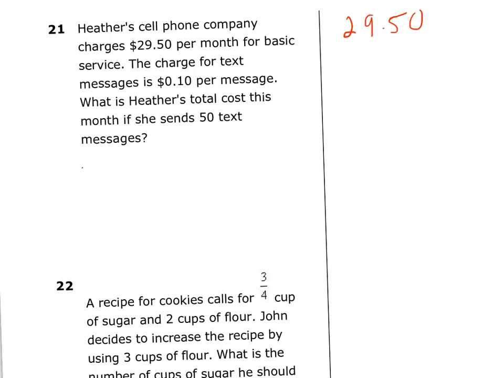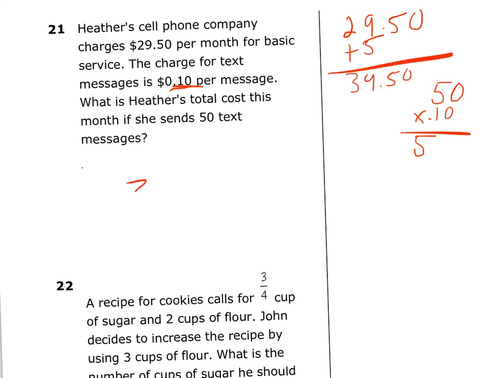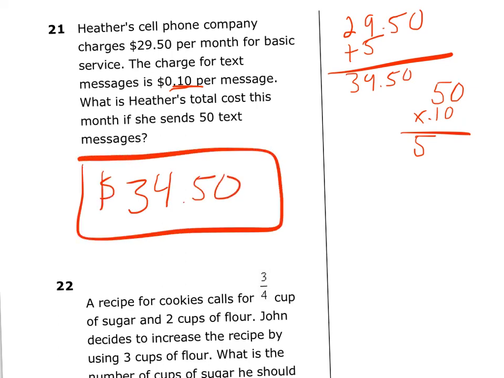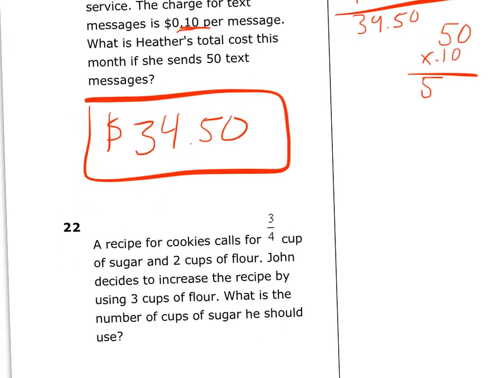She sent 50 messages. She paid 10 cents per message, so you're going to multiply 50 times 10. We have to multiply the 50 text messages by 10 because it's 10 cents per message. That gives us an even $5. So we'll add that back in, and you get $34.50. There we go. She should probably just get unlimited, but whatever.